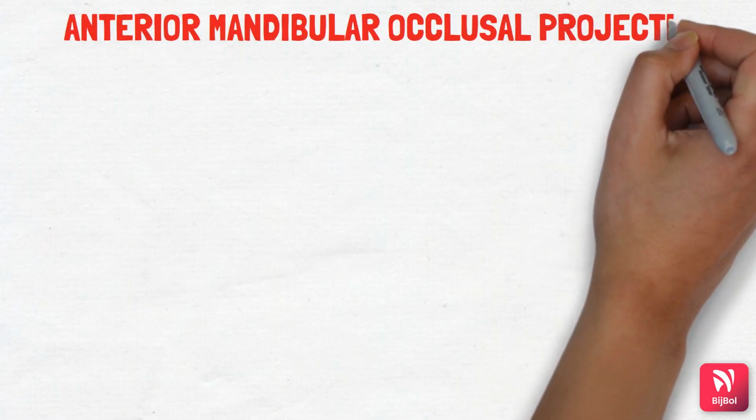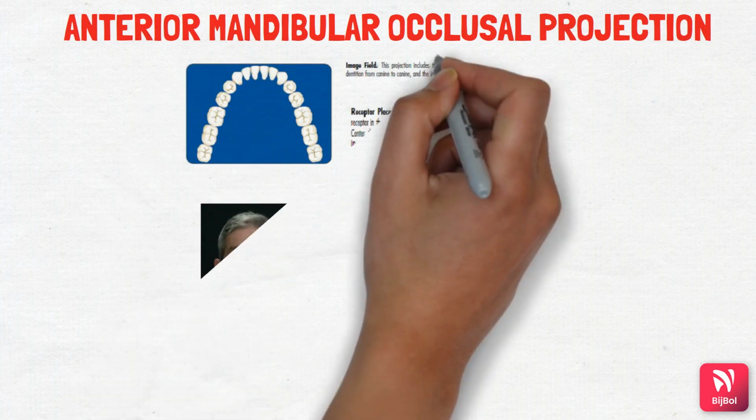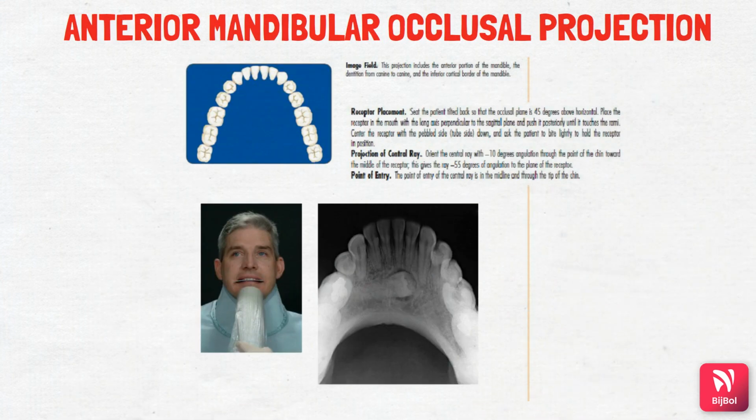Next is anterior mandibular occlusal projection. Seat the patient until the patient's head is tilted back so that the occlusal plane is 45 degrees above the horizontal, because now we are focusing on the mandibular occlusal projections. Place the receptor in the mouth with the long axis perpendicular to the sagittal plane and push it posteriorly until it touches the rami. Center the receptor with the pebble side down and ask the patient to bite lightly until he holds the receptor in position.